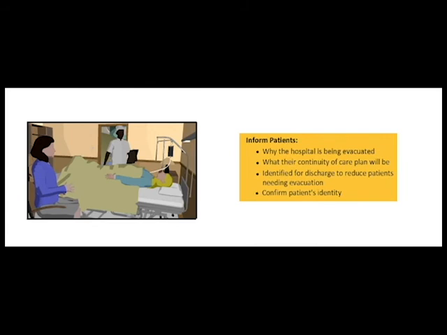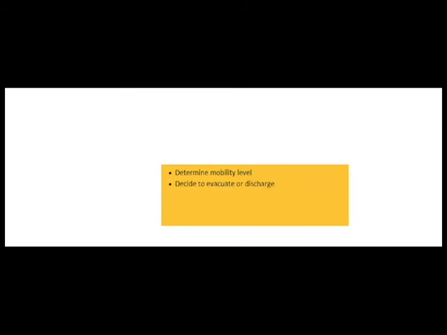Confirm the patient's identity via the hospital name band and the corresponding medical record and with the patient directly, if possible. In consultation with available medical staff, determine the mobility level of each patient and decide which patients require evacuation and which ones can be discharged. Affix the appropriately colored band from the unit's evacuation readiness pack to the patient's wrist to denote their mobility level.